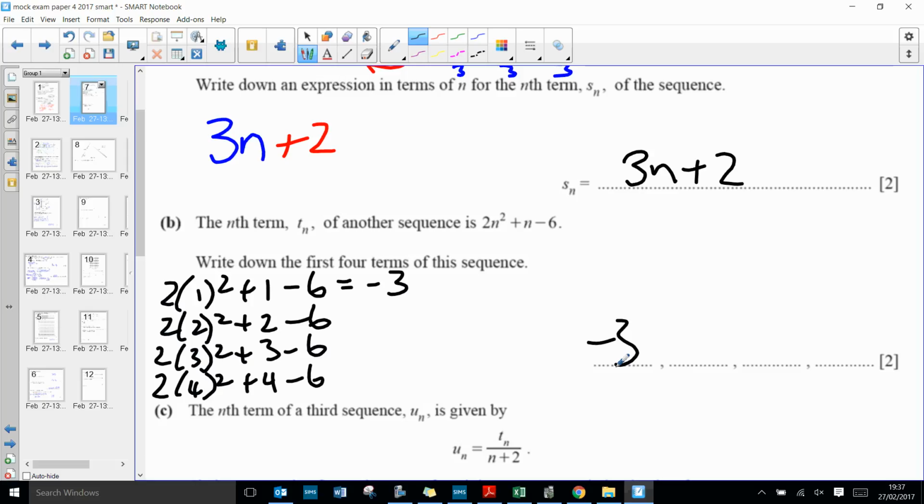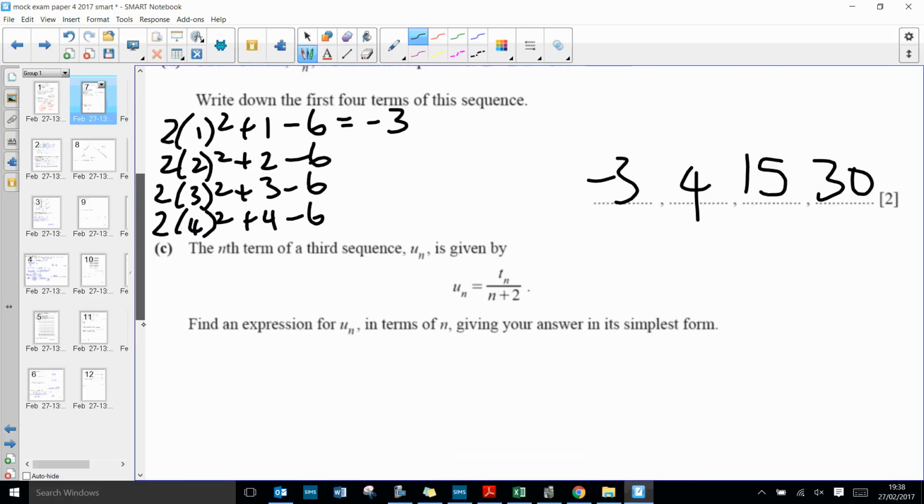2 squared is 4, times 2 is 8, 9, 10. Take away 6 is 4. 3 squared is 9, times 2 is 18, plus 3 is 21. Take away 6. 21, take away 6 is 15. 4 squared is 16, 32, 36 is 30. But you can use your calculator for that, you don't have to do it in your head.